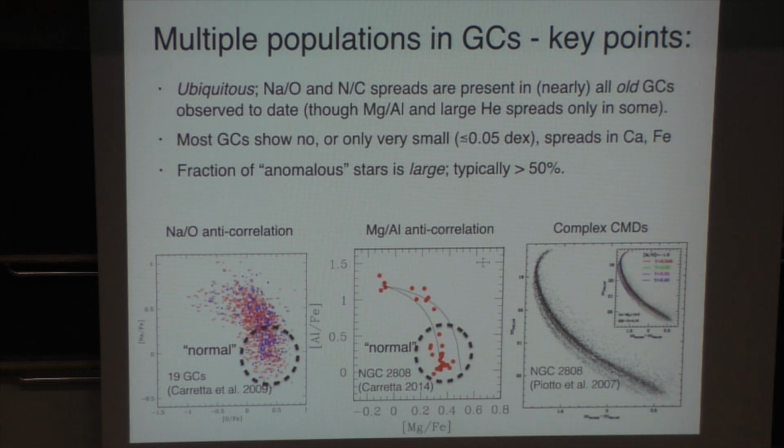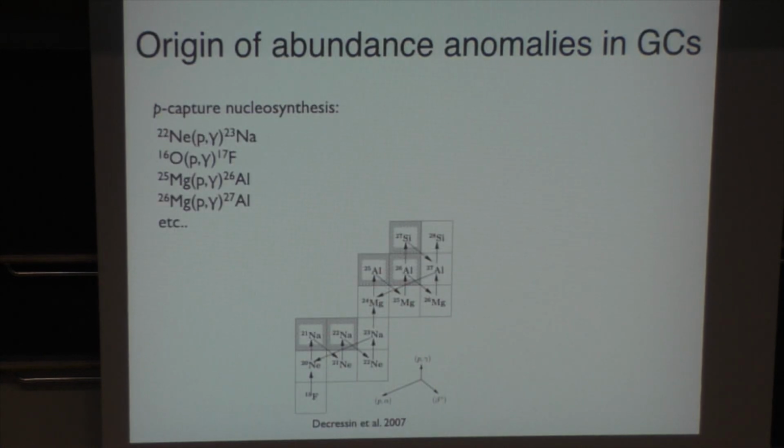And so it's clear it cannot just be some normal chemical self-enrichment effect having to do with supernovae or so, because if supernovae contributed to this, then you would also get a spread in elements like calcium and iron. So you have to think of other ways of doing this. And that has also been recognized for some time.